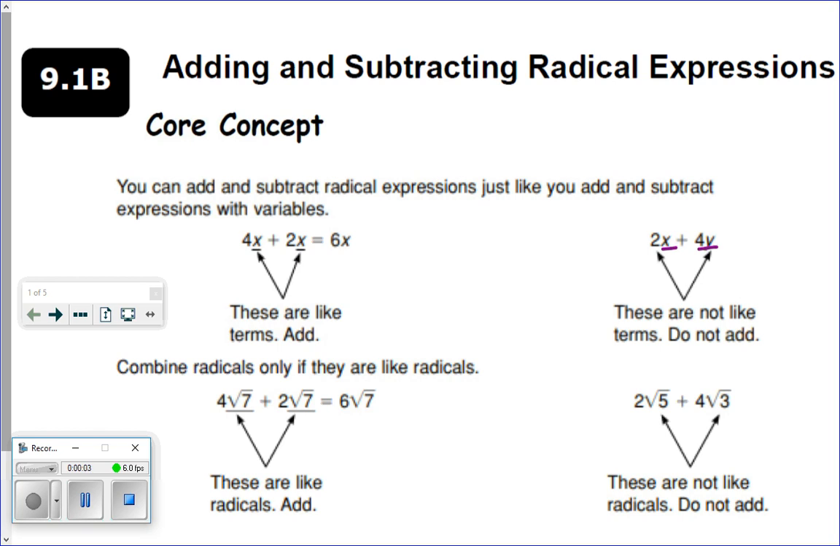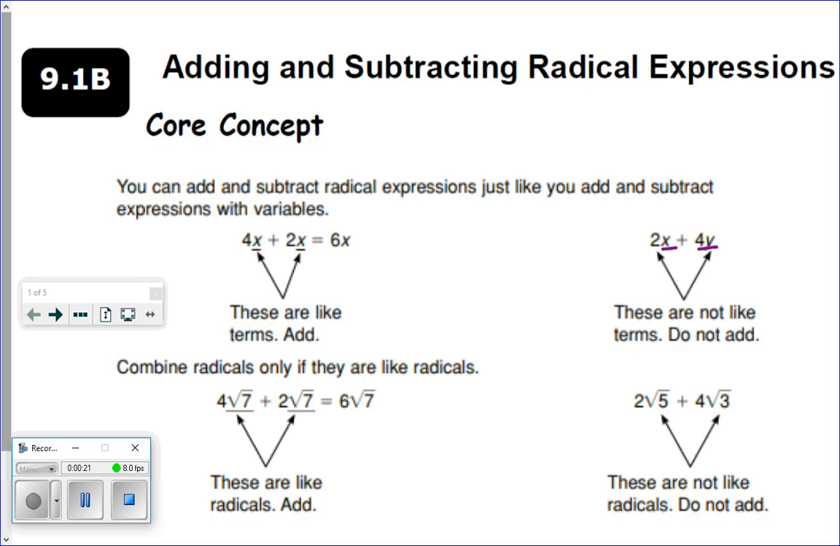So in 9.1b, we're adding and subtracting radical expressions. And this is going to be very similar to combining like terms, which you've done for a few years now. You can add and subtract radical expressions just like you would with like terms when we're looking at the variables. You have an example here.